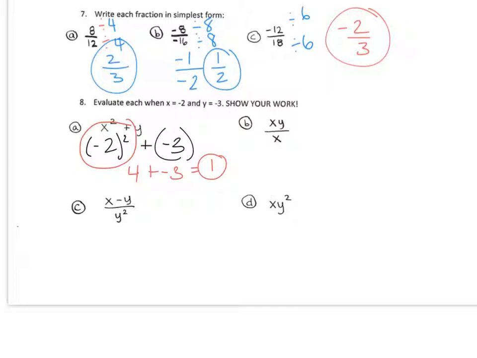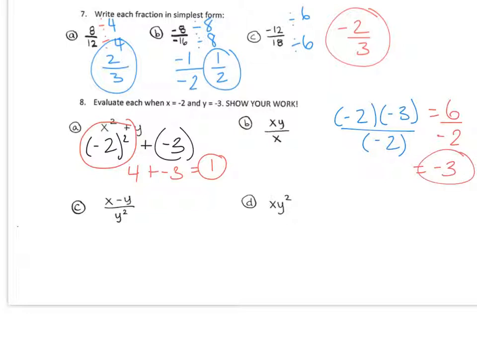And then B, negative 2 times negative 3 all over negative 2. So negative 2 times negative 3 is a positive 6. Divided by negative 2 is a negative 3, is the answer.